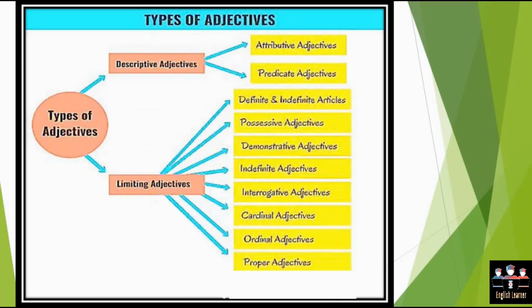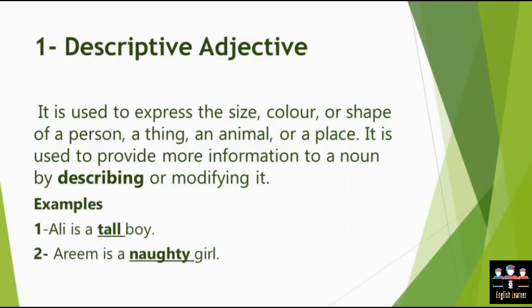Let us deal with the types of adjectives. Types of adjectives are actually divided into 2 major categories. Number 1 is descriptive adjective. Number 2 is limiting adjectives. Descriptive adjectives are further divided into attributive adjectives and predicative adjectives, whereas limiting adjectives are further divided into 6 to 7 types based upon their functions. Let us start with the types with descriptive adjective.